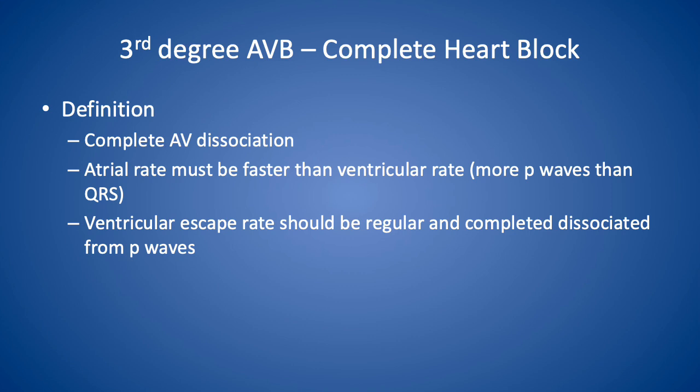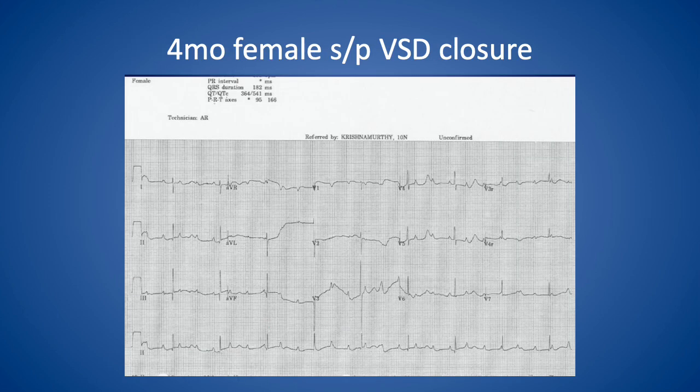So the definition is complete AV dissociation. The atrial rate must be faster than the ventricular rate, so more P waves than QRS. And your ventricular escape rate should be regular and completely disassociated from the P waves. So let's look at this example.